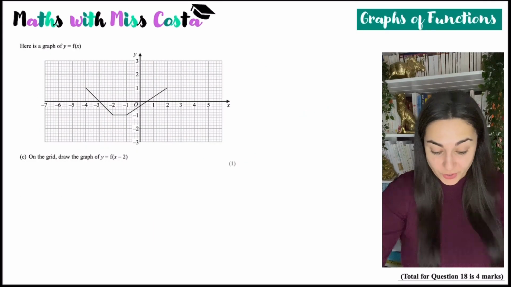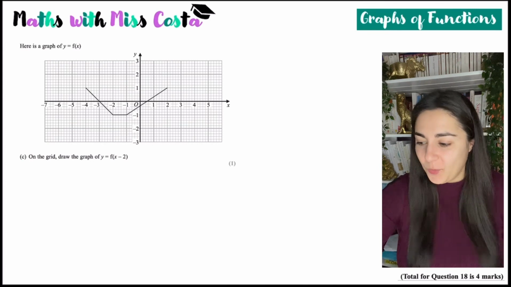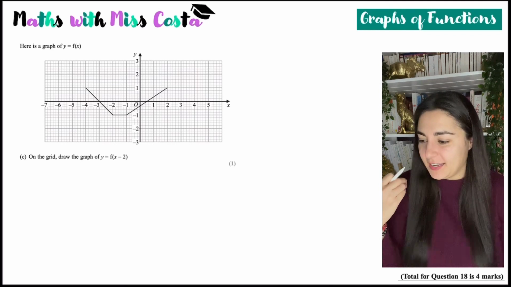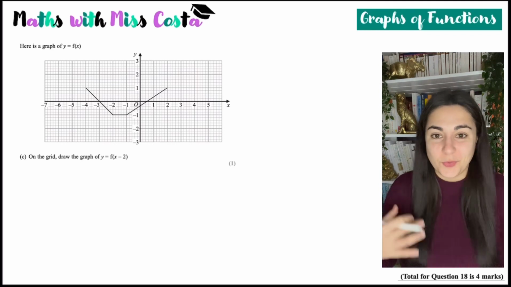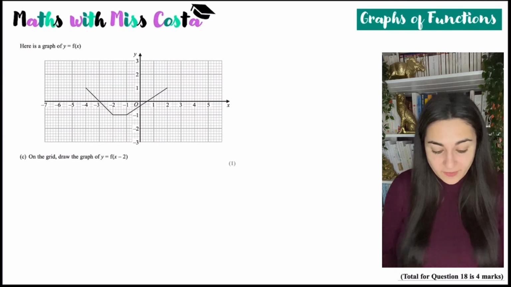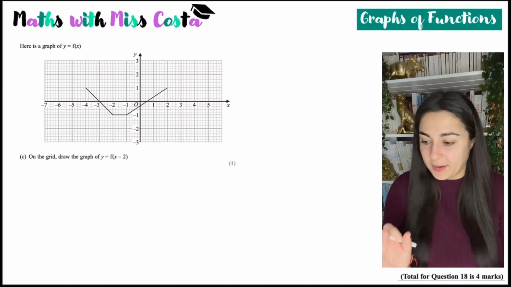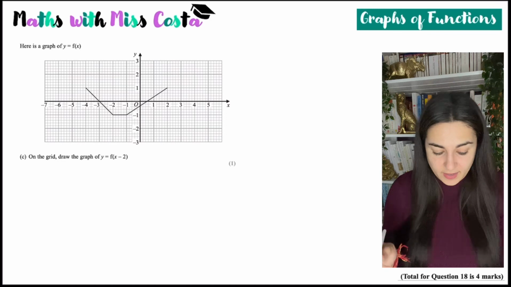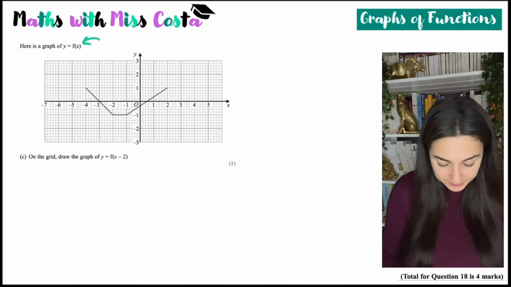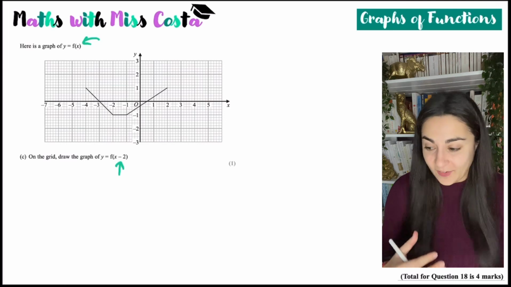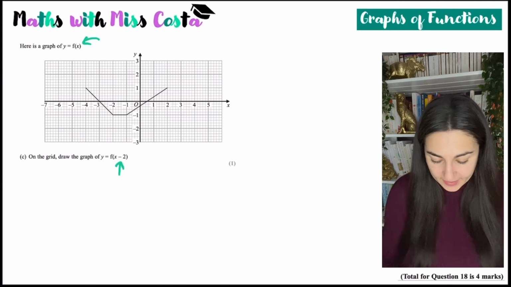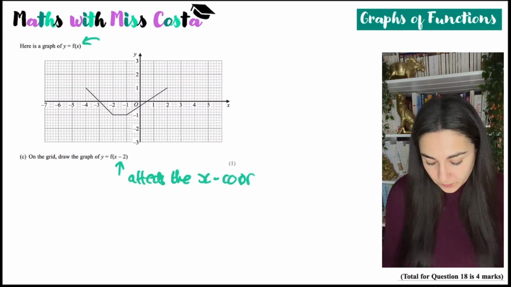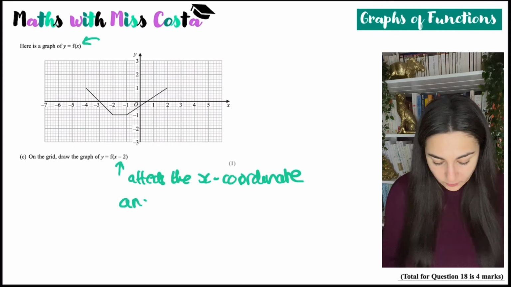Okay, so here I've got a graph transformations question. Now, when we change the function, all this means is that we can do things to the x coordinate or the y coordinate. And the way that I know what is happening is where it is placed. So basically this is f of x, okay? So if something is happening like how it is here, if it's inside the bracket, then what that means is it affects the x coordinate and it does the opposite.